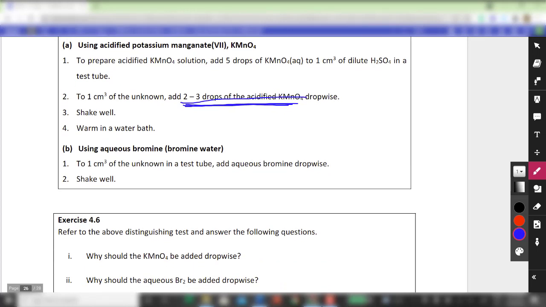Okay. But usually we do not recommend students to use potassium permanganate as a distinguishing test. The reason is potassium permanganate, being a very strong oxidizing agent, can undergo many other forms of oxidation, which you will learn later on. So bromine water is actually the top choice. But again, add bromine water dropwise, not too many drops.